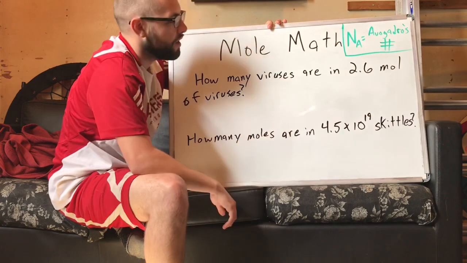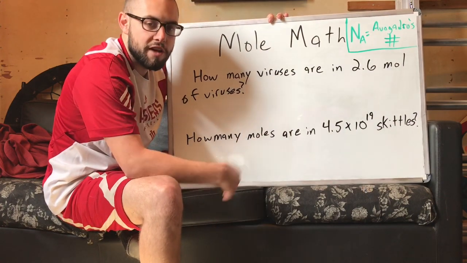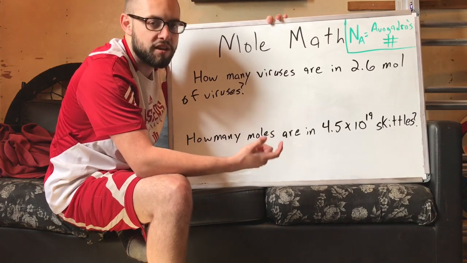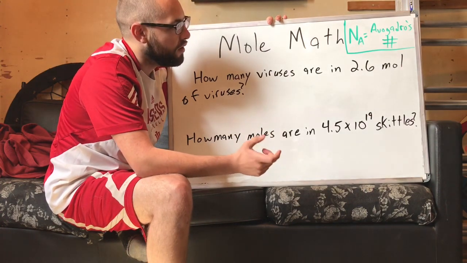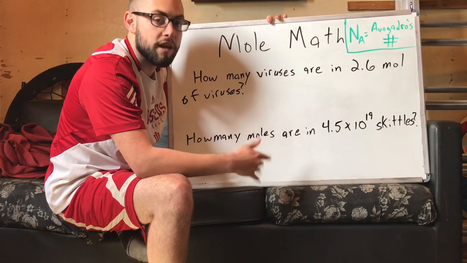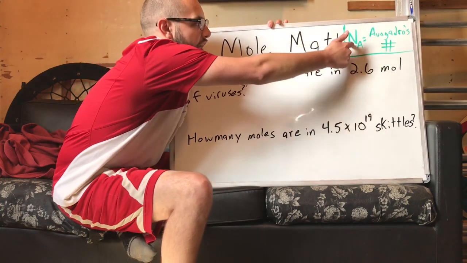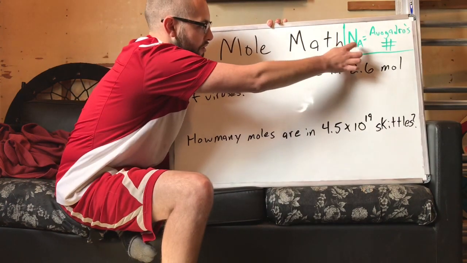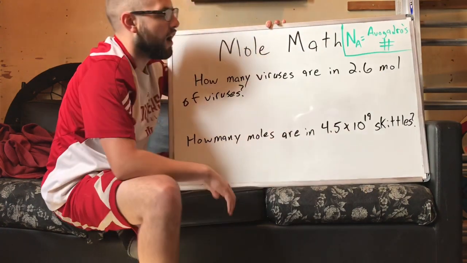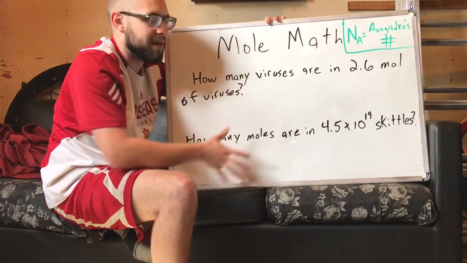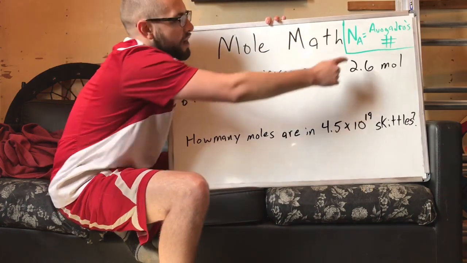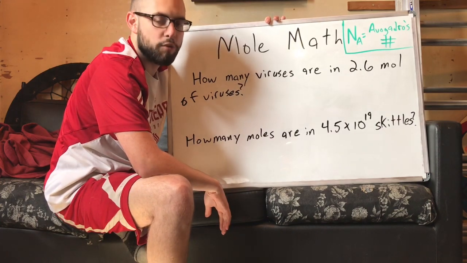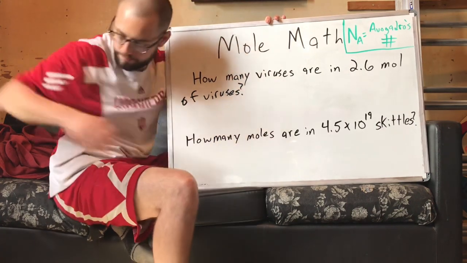Avogadro's number. Remember, Avogadro's number is that really big number, 6.022 times 10 to the 23rd power. Instead of writing all that out, we can abbreviate that to N sub A, number Avogadro. So I'm going to do that just to save myself a little bit of space here. Anywhere I put NA, that is Avogadro's number, 6.022 times 10 to the 23rd.